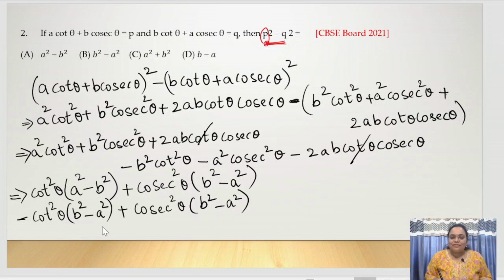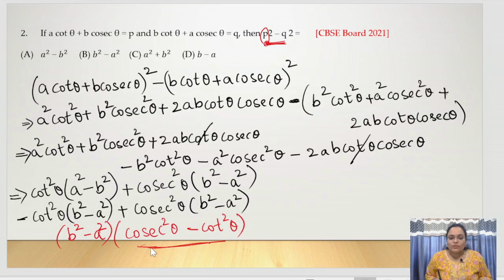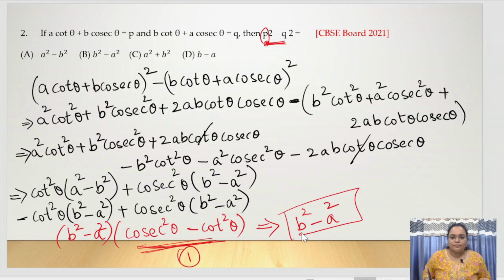Now you have B square minus A square, B square minus A square. Let us take that common. If you take B square minus A square, you will have cosecant square theta minus cot square theta. So we have an identity: cosecant square theta minus cot square theta is 1. So the answer will be B square minus A square. So the answer is B.